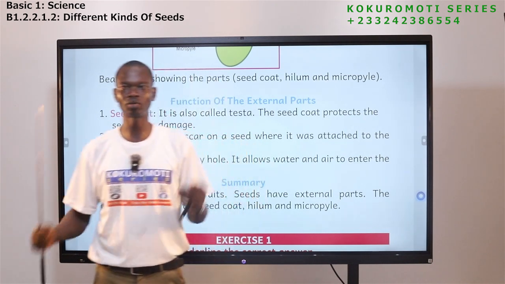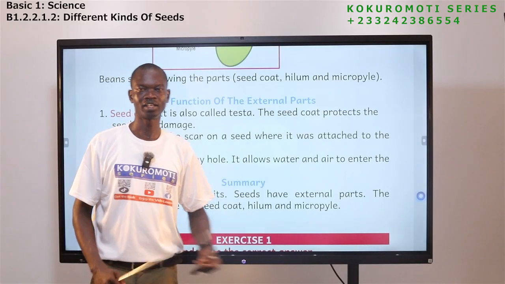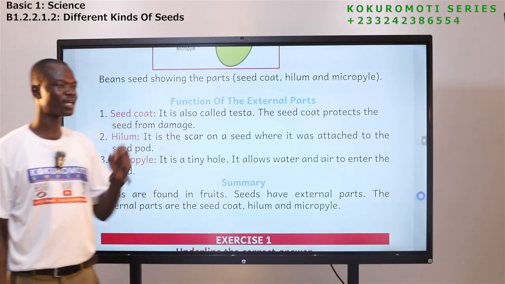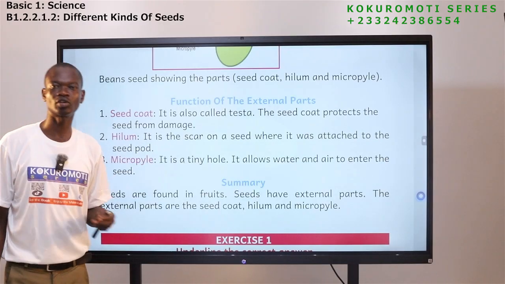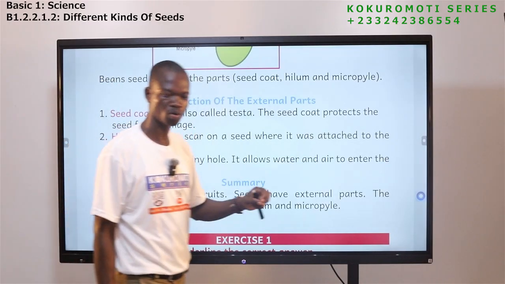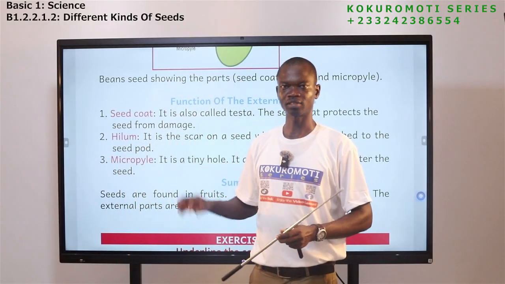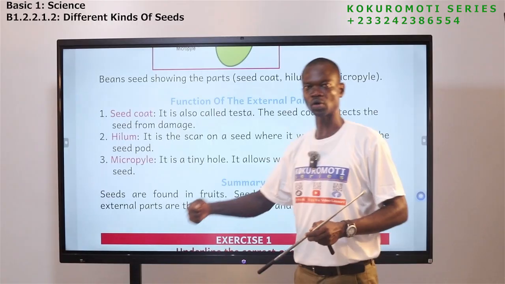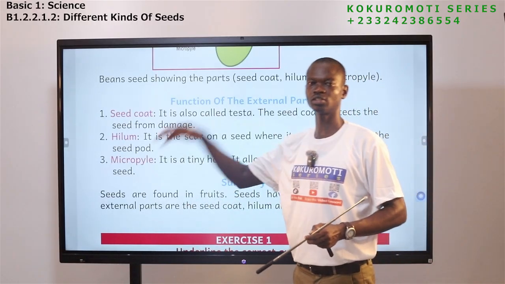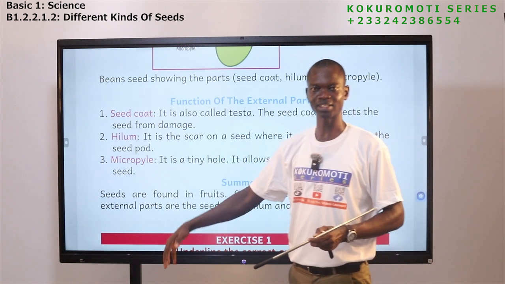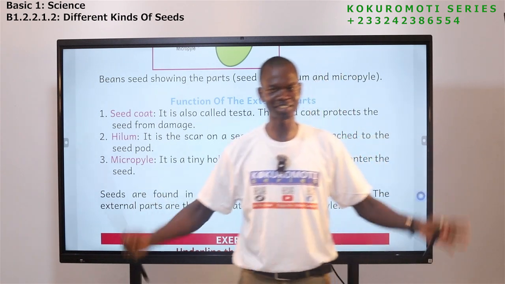The hilum is the one that looks like a scar. It was the part that was attached to the pod. And there is another one called the micropyle. The micropyle is a tiny hole that we can find on the seed. That is where air from outside the seed goes into the seed. That is where water also gets into the seed. So this is what we have learned today.